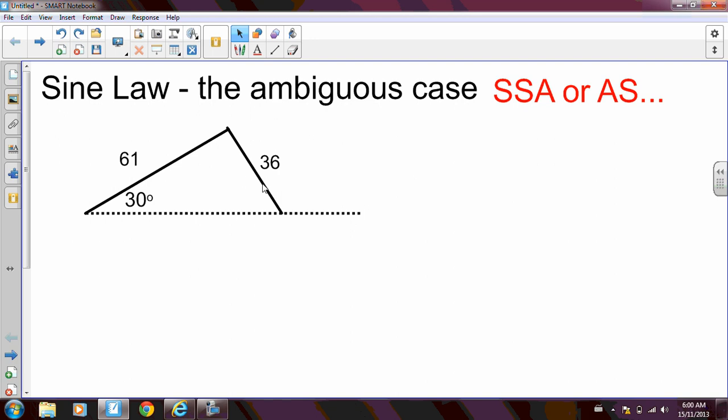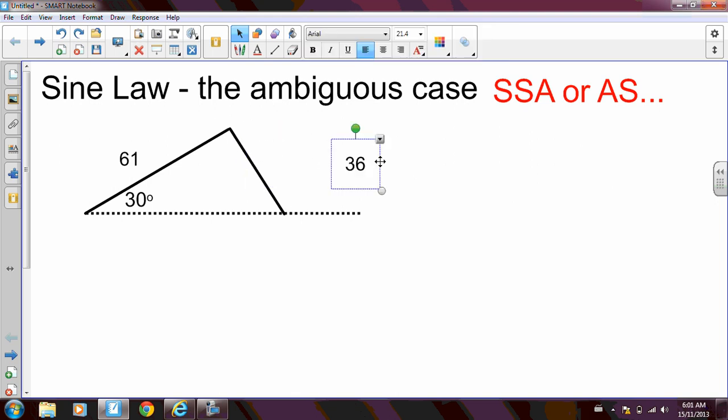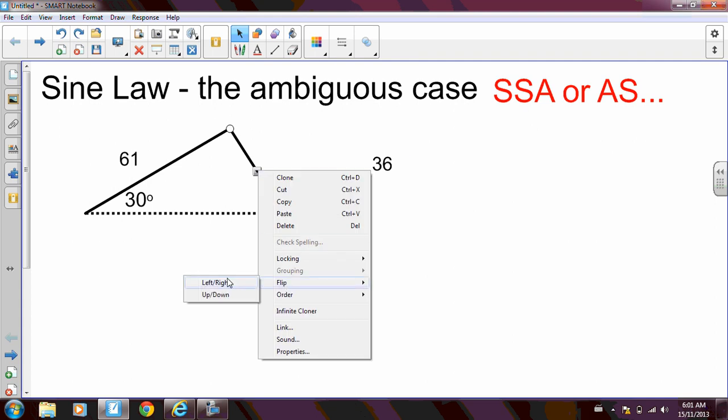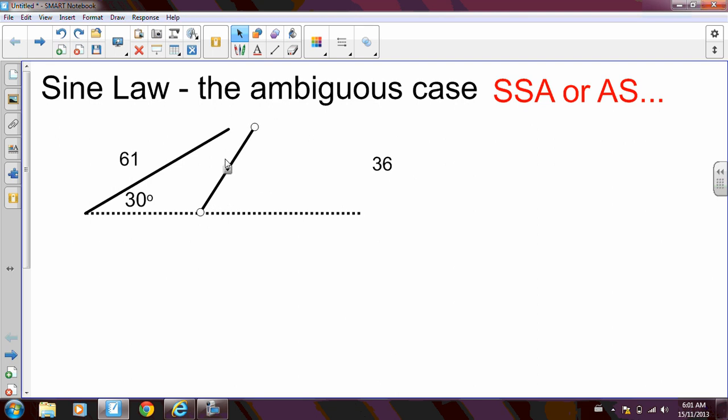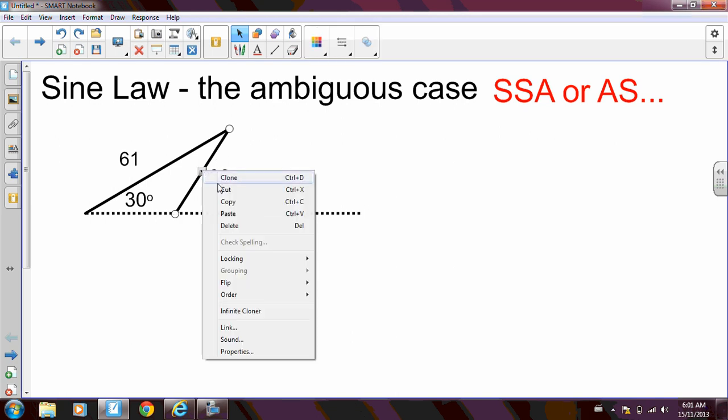The key here is, I'm having some trouble with the pad today. Give me a second. If I flip this side left to right, hopefully what you can see is there is a possibility here to have the exact same measurements, the 3.6, the 6.1, and the 30 degrees, and have a different triangle than the one I had looked at originally, or that was on the screen originally.